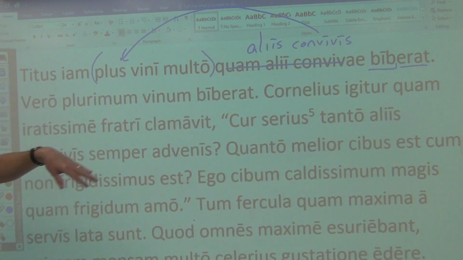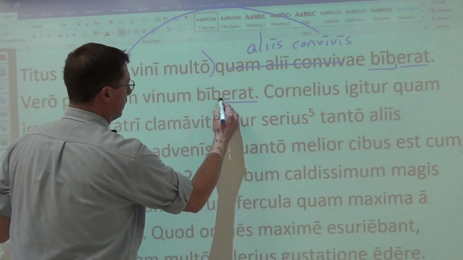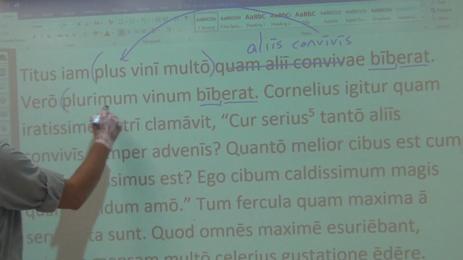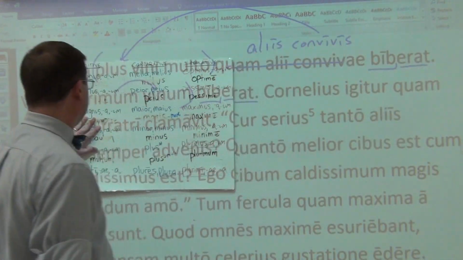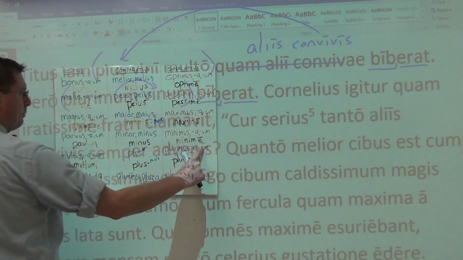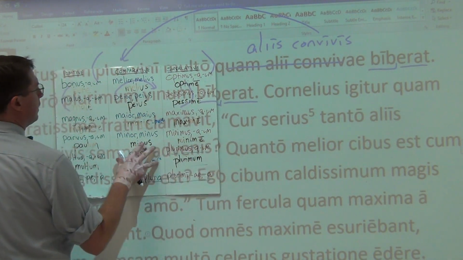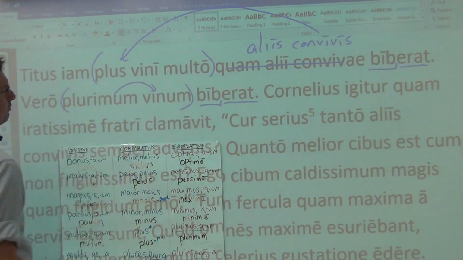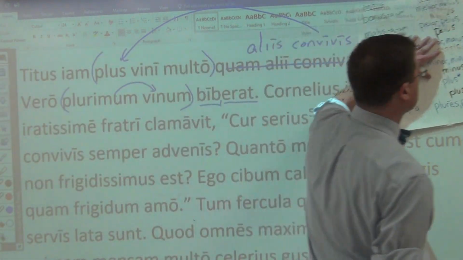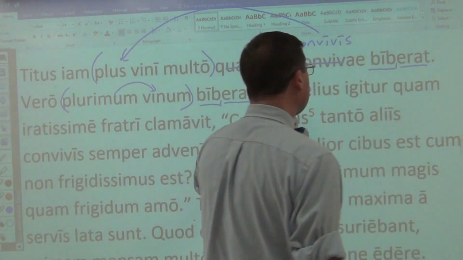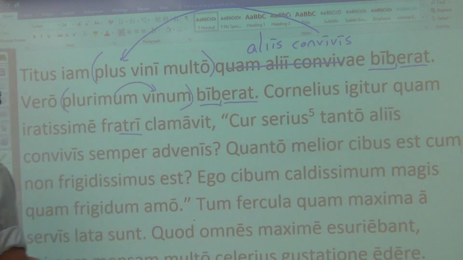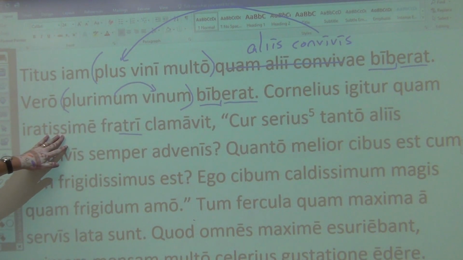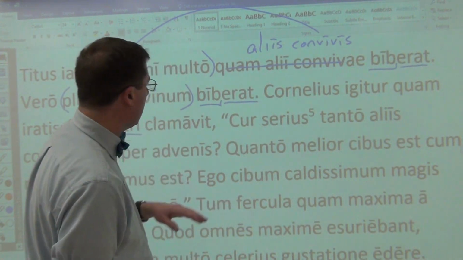Truly, vero, he had drunk, again, perfect stem, pluperfect ending, plurimum vinum, the most wine. And I know that this plurimum is this plurimum and not this plurimum because it is doing what an adjective does, which is modify. And so he had drunk the most wine. Cornelius, therefore, shouted, perfect tense, to his native brother, quam iratissime, as angrily as possible.